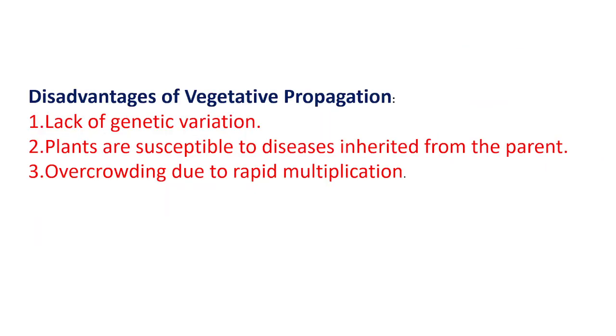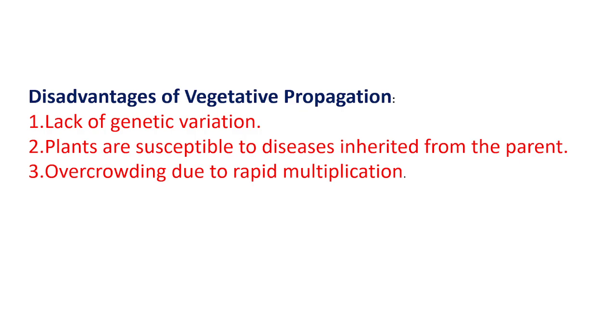At last, we will see the disadvantages of vegetative propagation. In this whole class we discussed what vegetative propagation is, the types of vegetative propagation, and the advantages of vegetative propagation. Now we discuss the disadvantages. The main disadvantage in vegetative propagation is lack of genetic variation.